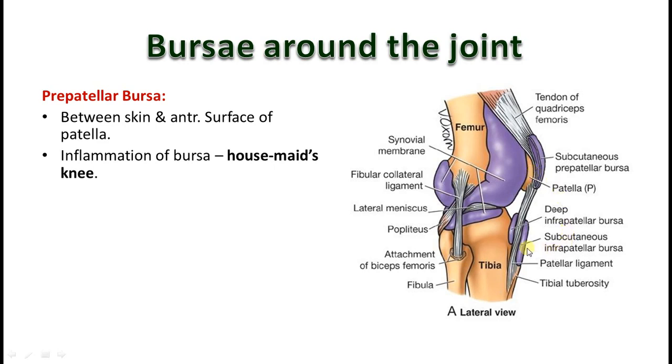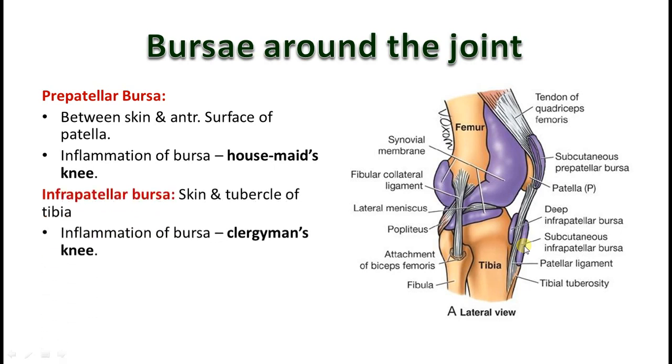Then you have one more bursa subcutaneously, deep to the skin, which is called the subcutaneous infrapatellar bursa. That is seen between the skin and the tibial tuberosity, where your quadriceps tendon, the ligamentum patellae, gets inserted. So between the skin and the tibial tuberosity you have the infrapatellar bursa. Inflammation of this bursa is called clergyman's knee.